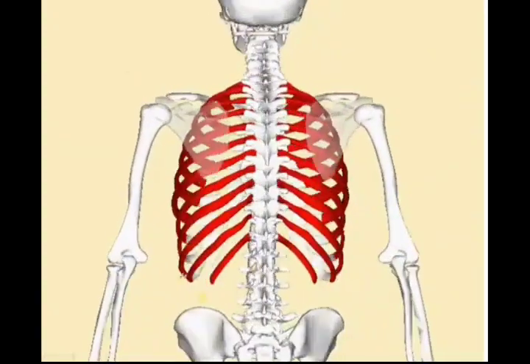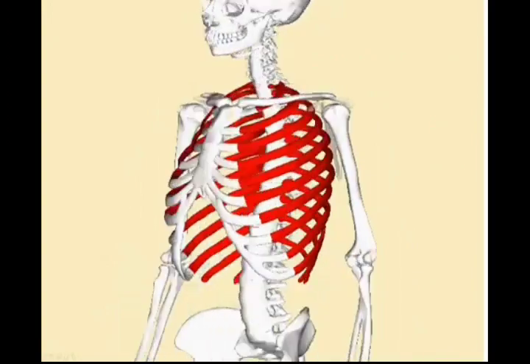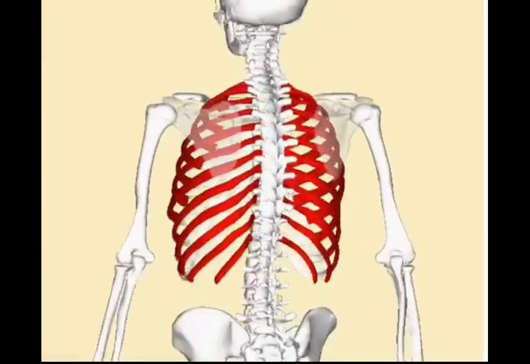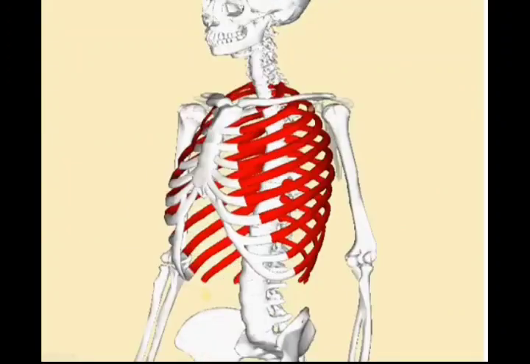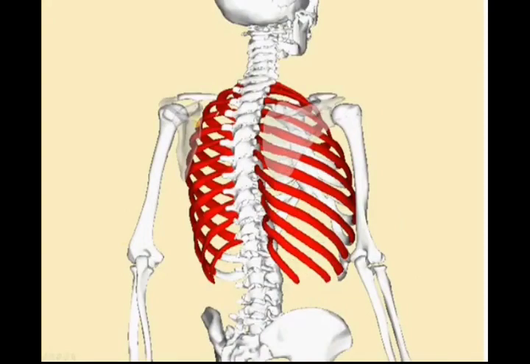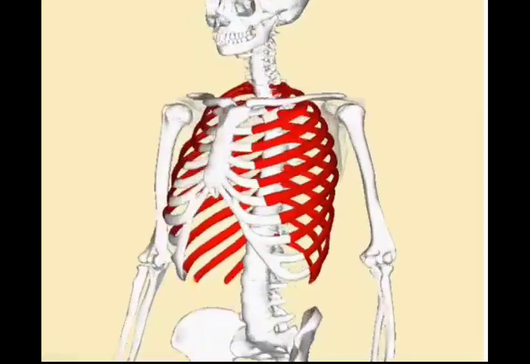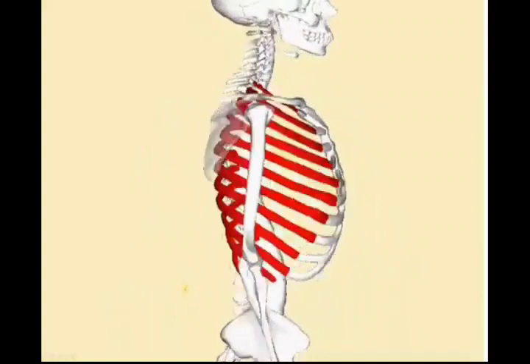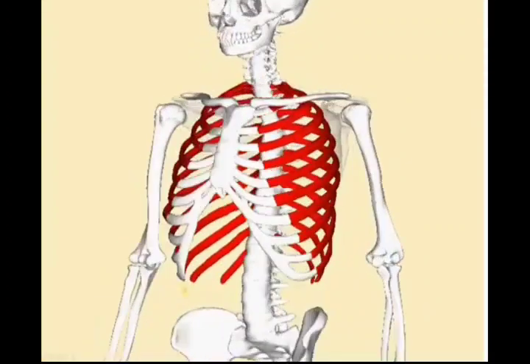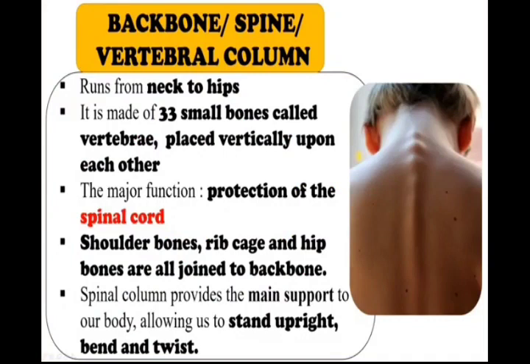Look here, this is the vertebral column, and this is the chest bone. You can see the chest bone and the backbone, which are connected to the rib cage. The front portion is connected to the chest bone and the back portion is connected to the vertebral column. Yes, this is the rib cage, and the heart and lungs are protected.